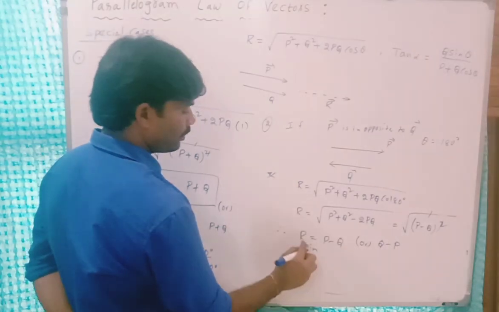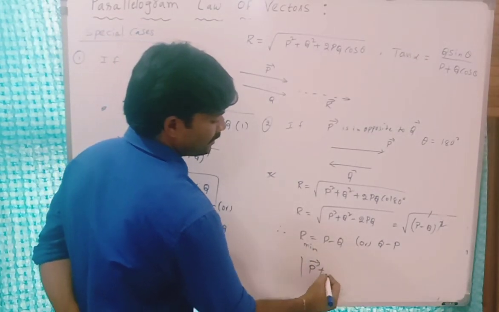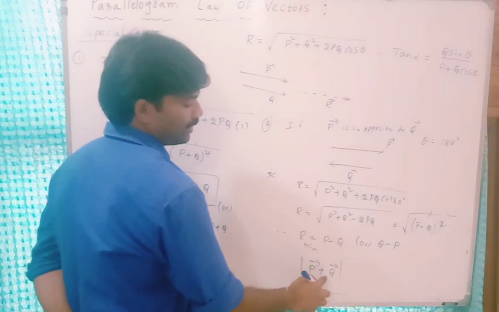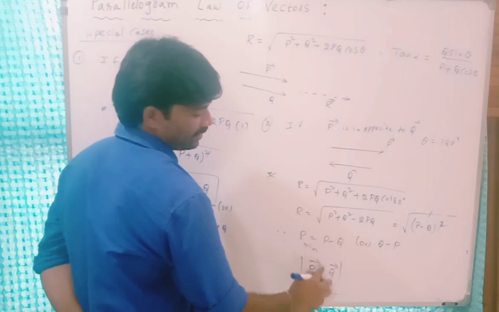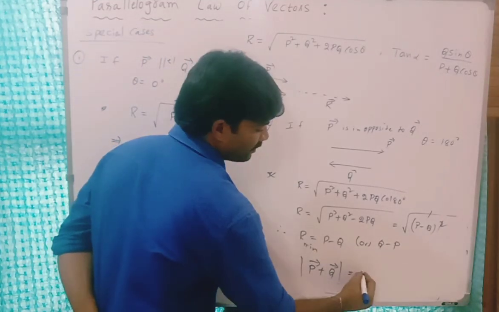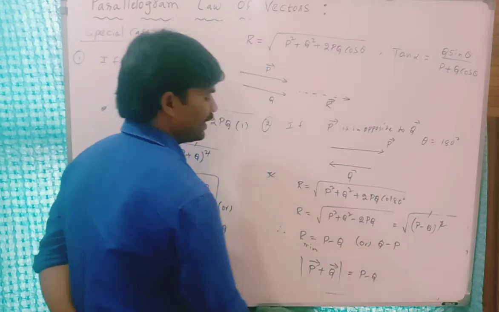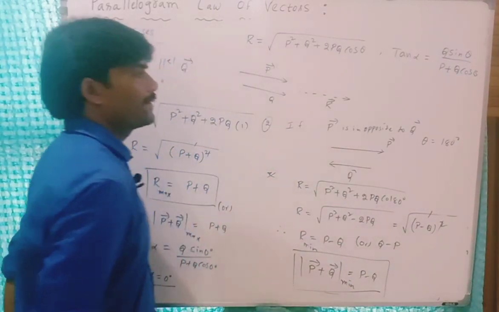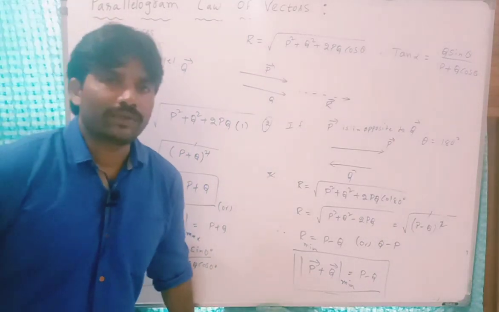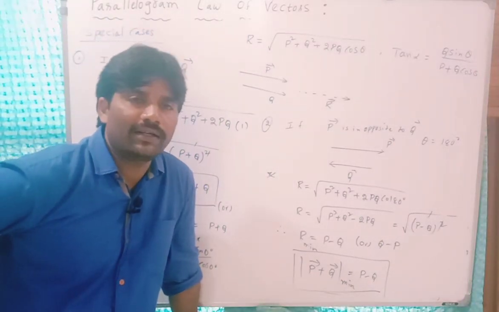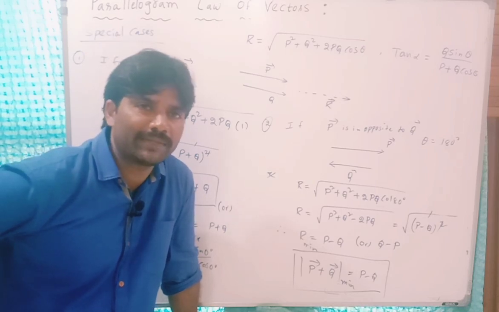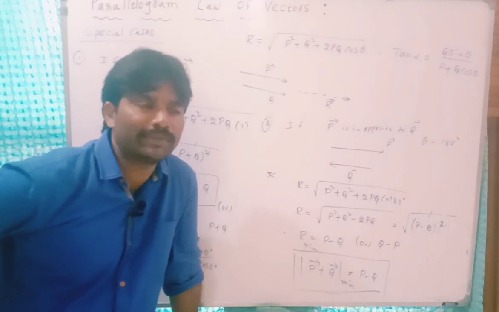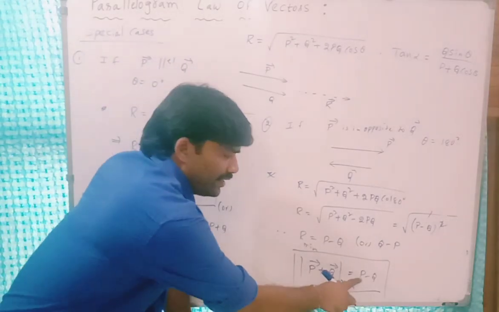Or you can write this, what is r? Actually r is the magnitude of the resultant vector, that is p bar plus q bar, its mod. This r is this, its magnitude. This is p minus q or q minus p. This is the minimum value. So it means what? When two vectors are parallel or in the same direction, the resultant magnitude is maximum. And when two vectors are in opposite direction, the resultant magnitude is minimum, which is equal to the difference of magnitudes of two vectors.